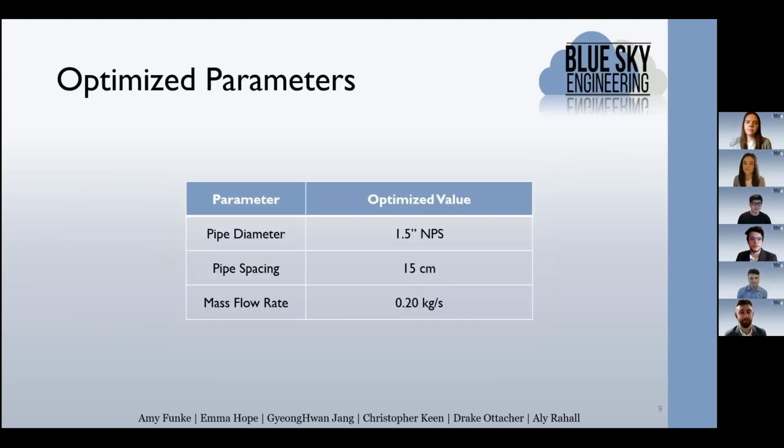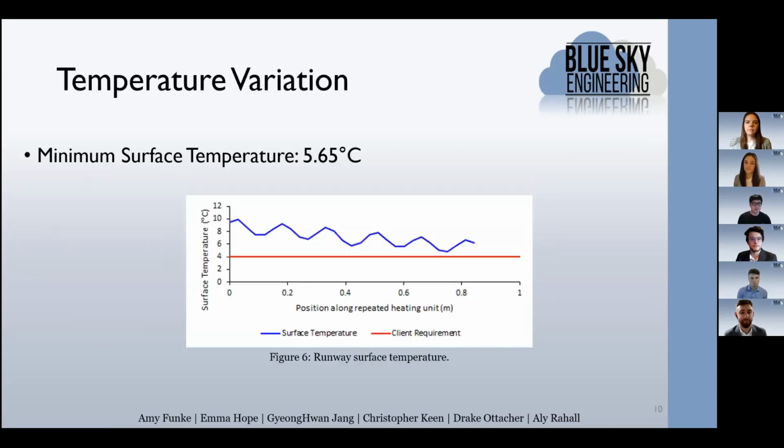Based on this parametric study, the optimized system parameters are 1.5-inch NPS pipe diameter, 15 centimeter pipe spacing, and 0.2 kilograms per second mass flow rate. Figure 6 shows the simulated surface temperature distribution across the width of a single module. Neglecting the previously noted cold spots, the minimum temperature observed is only 5.65 degrees Celsius.